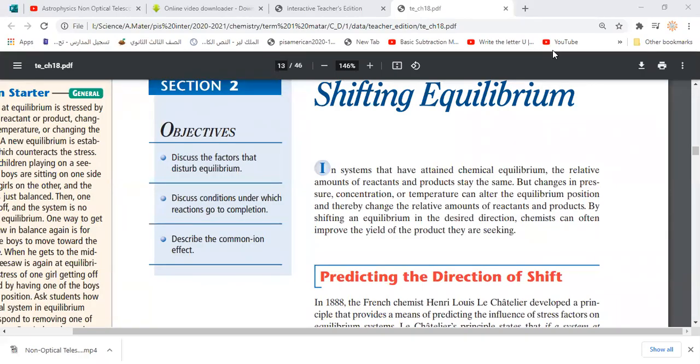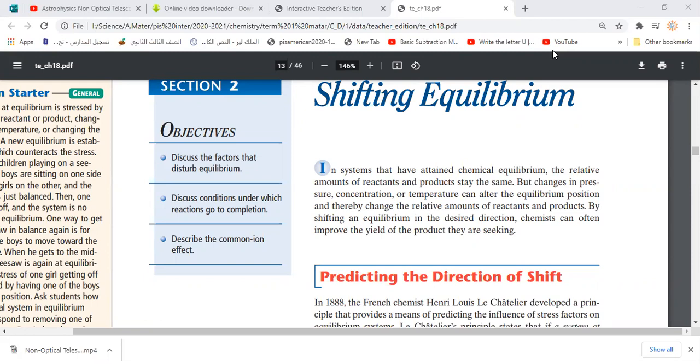Today, inshallah, we're going to start section 2 of chapter 18. We're still talking about chemical equilibrium. In this lesson, we're going to talk about shifting equilibrium, how we could disturb the equilibrium so that it drifts in one of the two directions, the forward direction or the reverse direction.